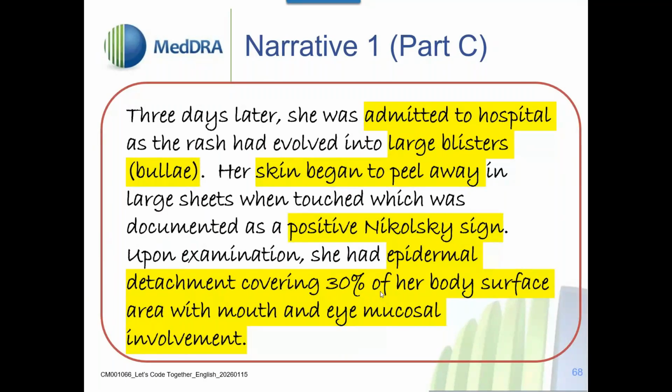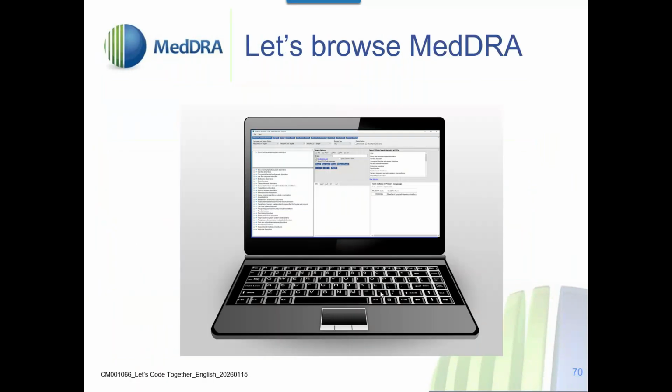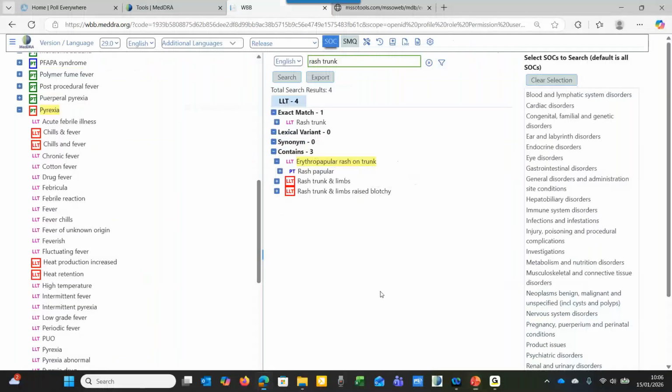So we want to code the blisters or bullae. Then we've got the peeling skin, positive Nikolsky sign, which sounds like it's a clinical sign. It might be in the investigation SOC. And then the epidermal detachment covering 30% of her body with mouth and eye mucosal involvement. So I've picked out what I'm going to look for. Large blisters or bullae, skin began to peel away, positive Nikolsky sign, and epidermal detachment with mouth and eye mucosal involvement. These are the 4 concepts. So let's browse again. I'm on my third section.